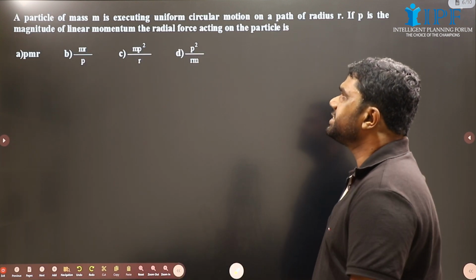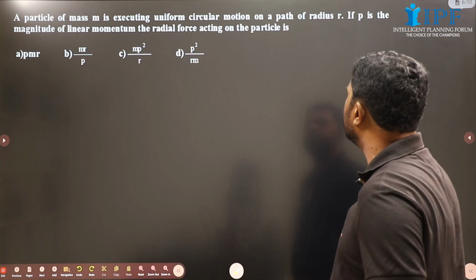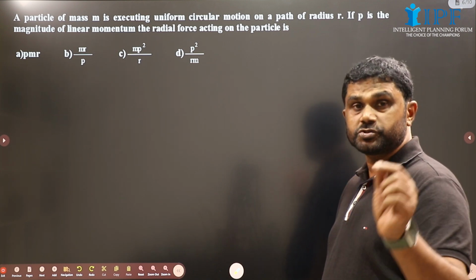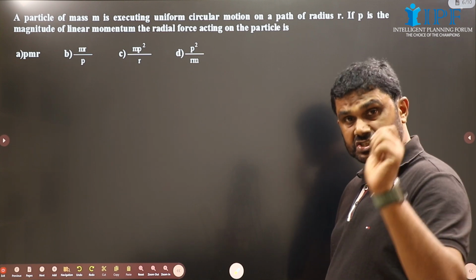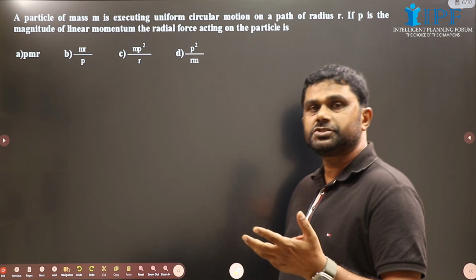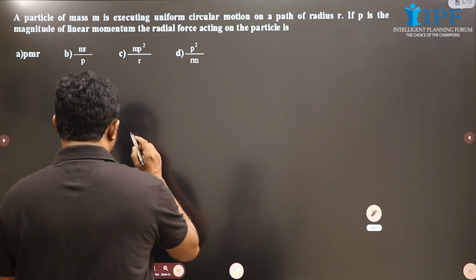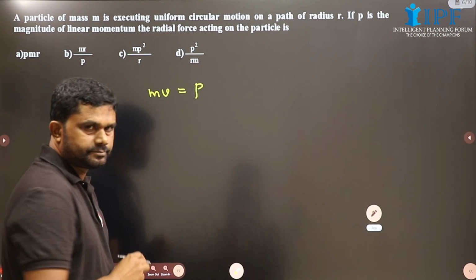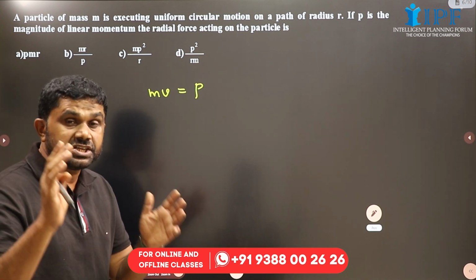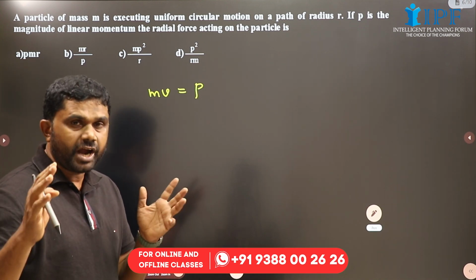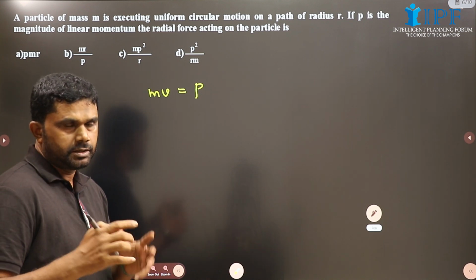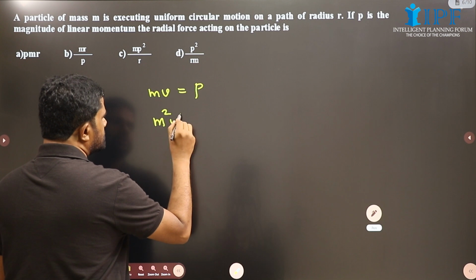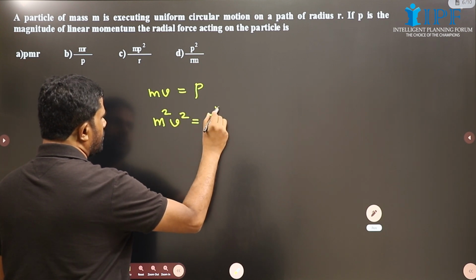A particle of mass m is executing uniform circular motion on a path of radius r. If p is the magnitude of linear momentum, find the radial force acting on the particle. Radial force means the centripetal force. Here, linear momentum mv is equal to p. What is centripetal force? It is mv square by r. So we have to make mv square by r. Here we have only mv. So square both sides. So m square v square is equal to p square.